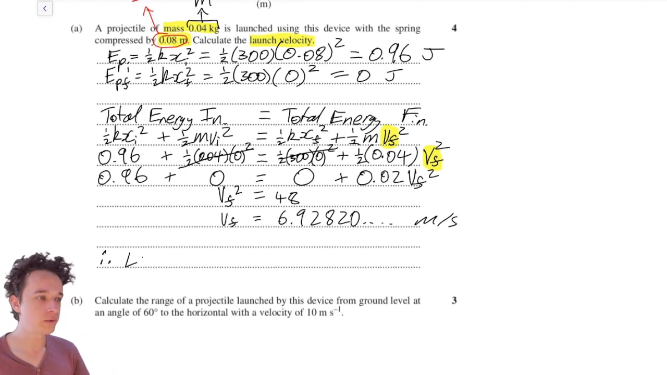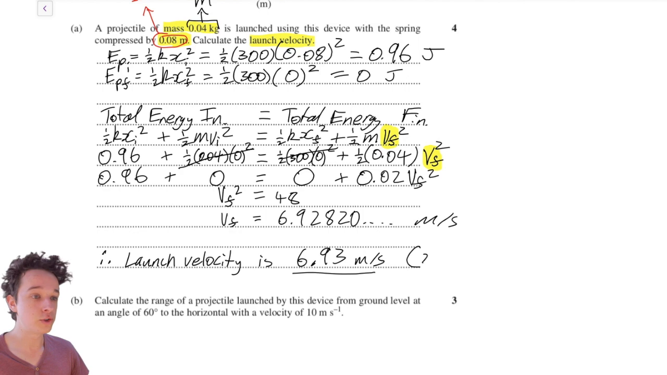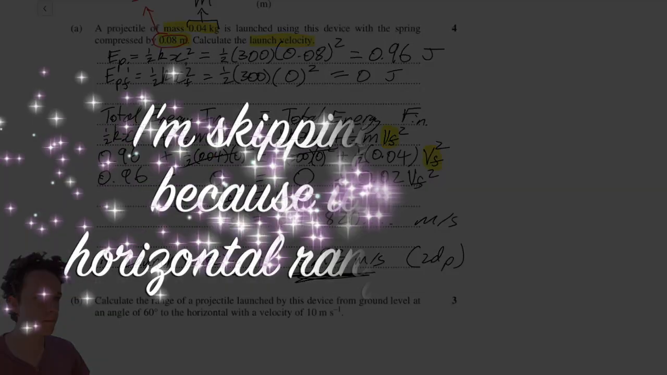Therefore, launch velocity. It's always good to use the same wording that the question uses, right? Calculate the launch velocity. Therefore, launch velocity is 6.93 meters per second. Underline that to 2 decimal places. Really underline that, make it clear.